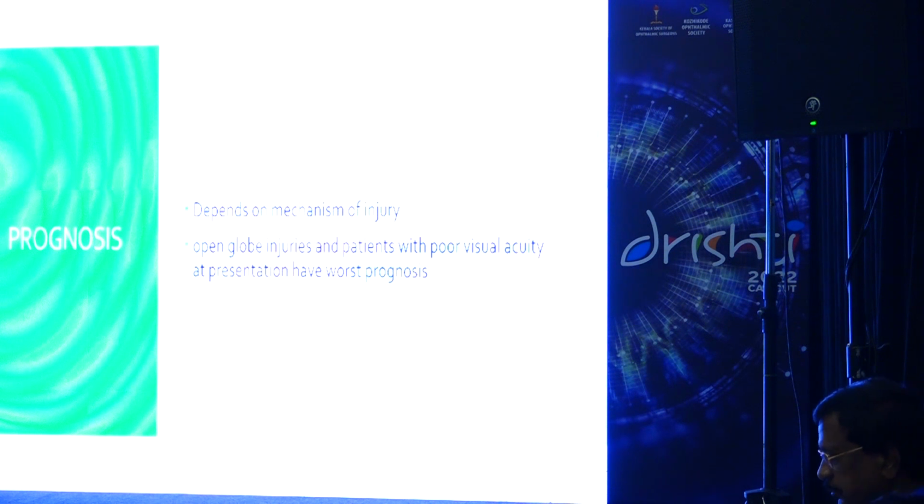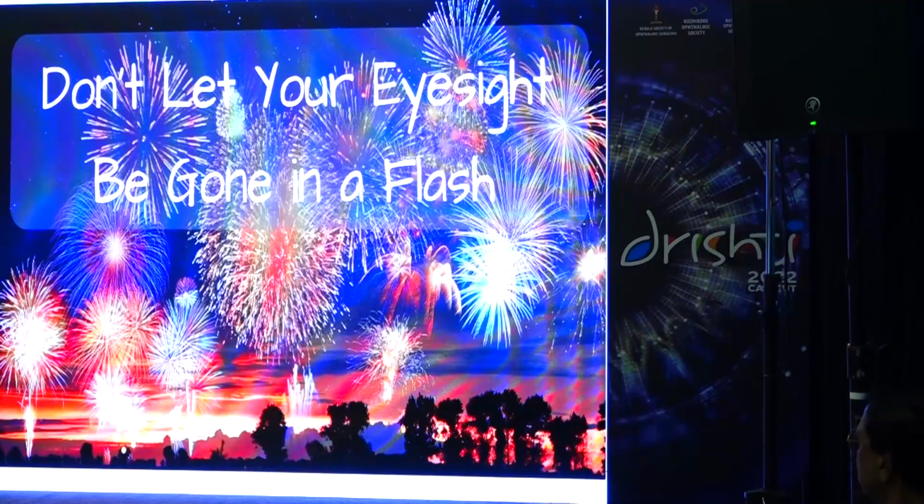Mild injuries like corneal abrasion and superficial foreign body have a favorable prognosis, whereas open globe injuries and patients with poor visual acuity at presentation have worse prognosis. Open globe injury can lead to permanent vision loss and even enucleation in some cases. And long-term effects of trauma include formation of traumatic cataract and angle recession glaucoma. So don't let your eyesight be gone in a flash. Thank you.